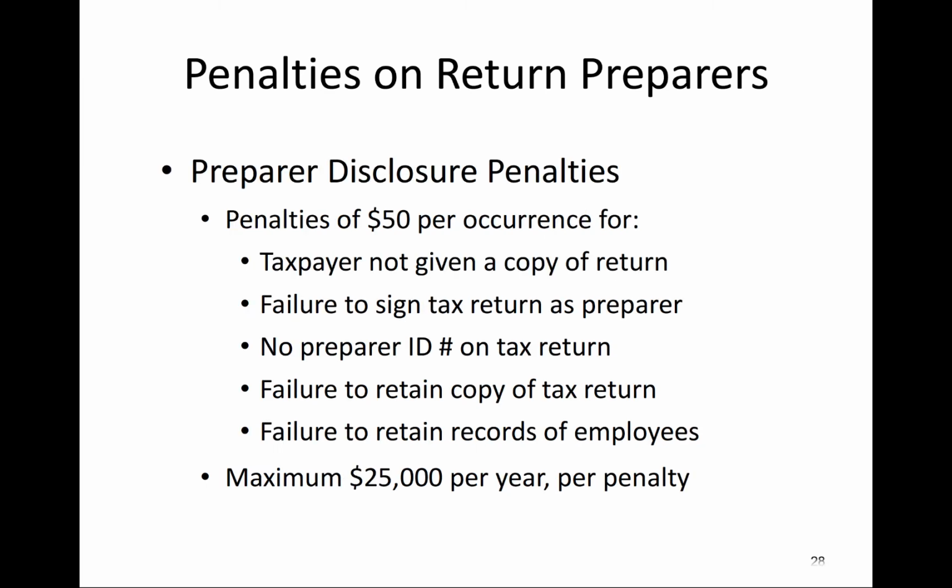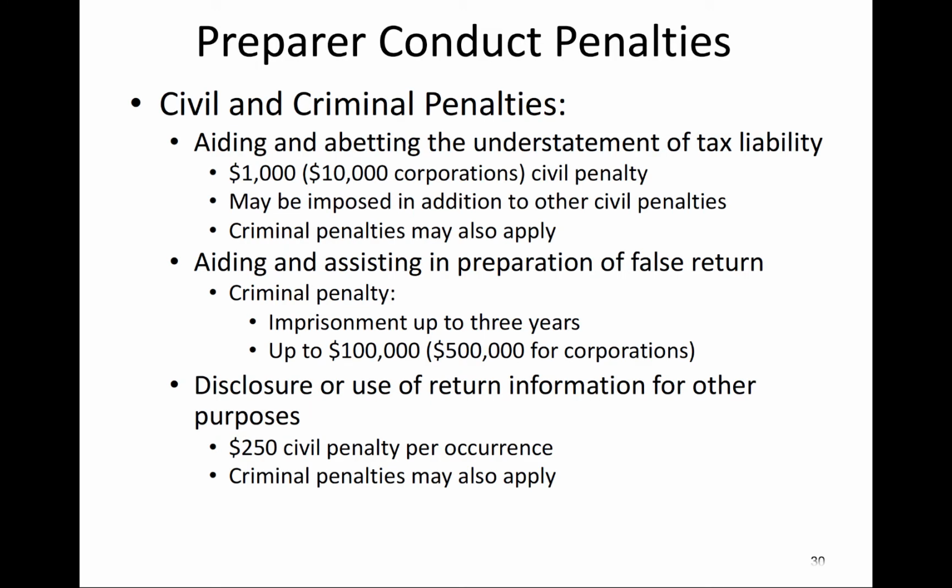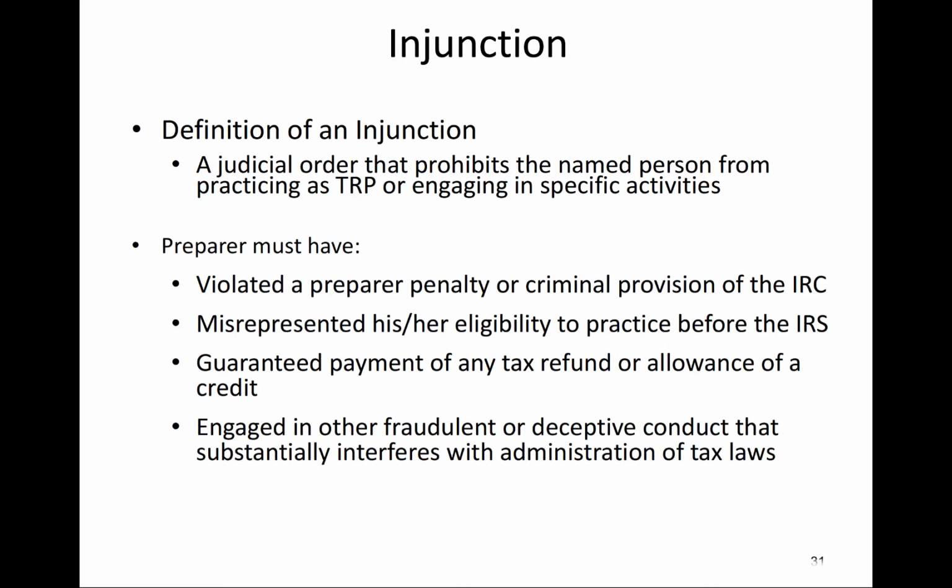There's various penalties out there. $50 per occurrence for these items right here. Maximum of $25,000 per year per penalty. Lots of civil penalties out there. There's also criminal penalties as well. So the criminal penalties: aiding and abetting, aiding and assisting in preparation of false returns, disclosure or use of information, disclosure or use of return information for other purposes. Lots of criminal issues out there as well.